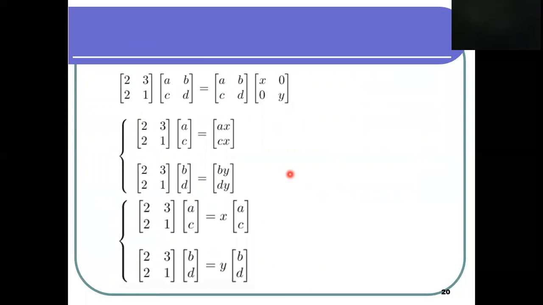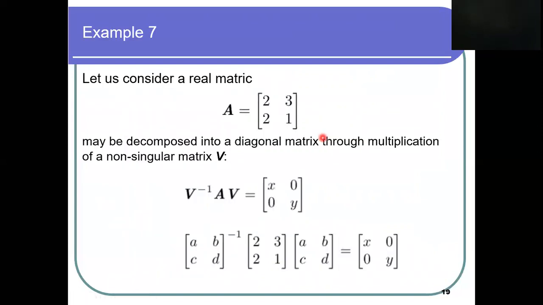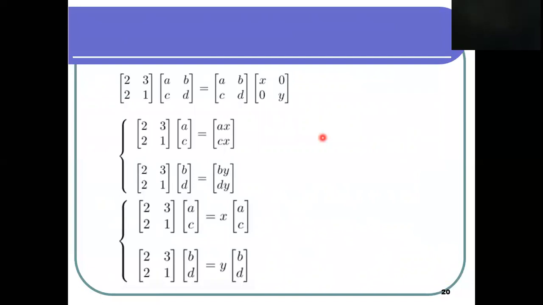So let us solve this question. If you have this matrix A, I just multiply this with the matrix with entries 2 into 3, 2 into 1, and then A with this diagonal matrix.